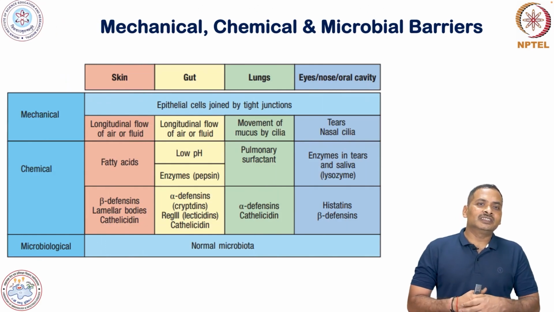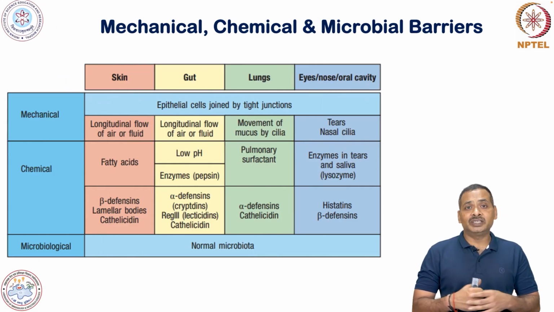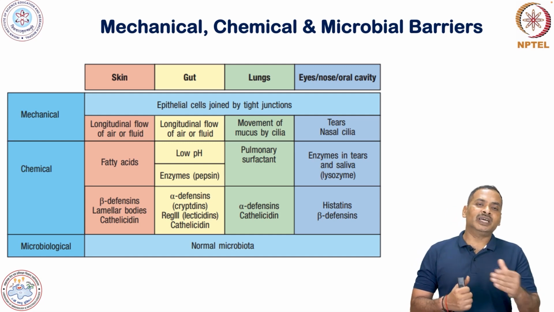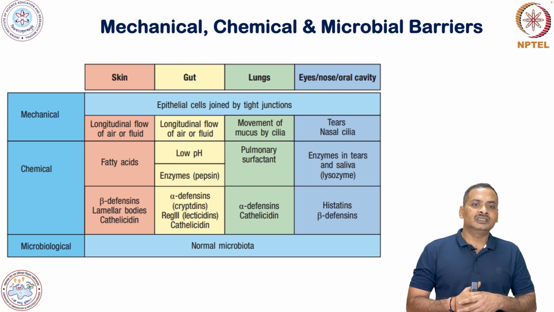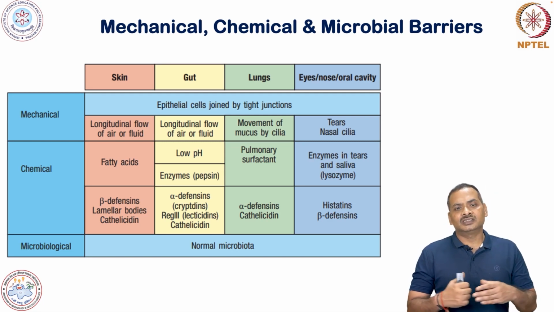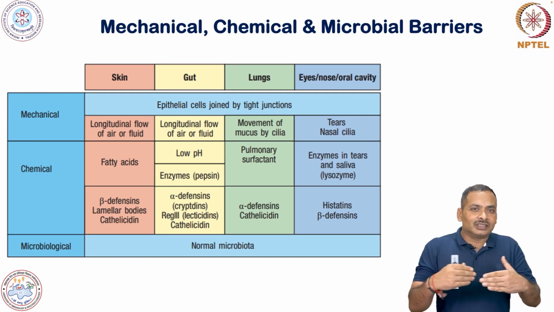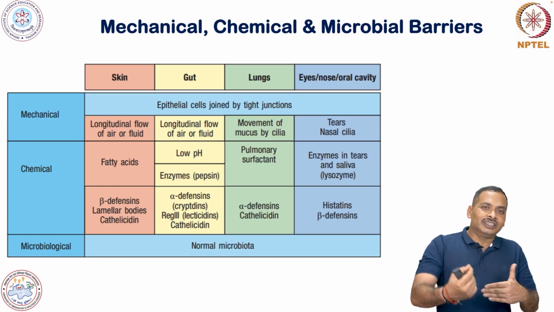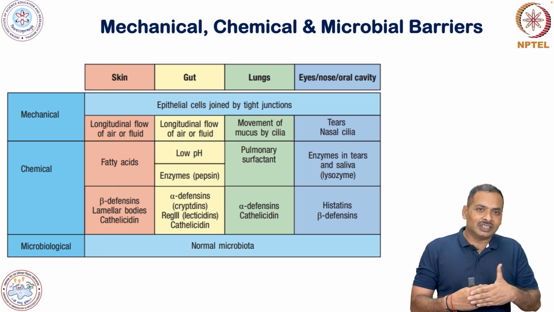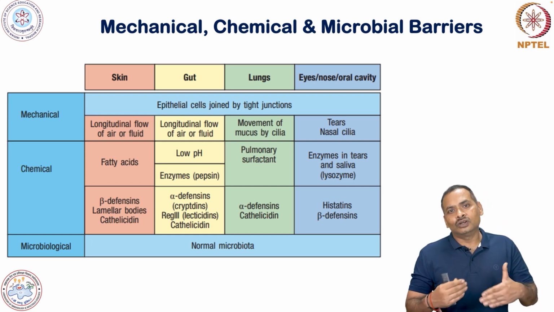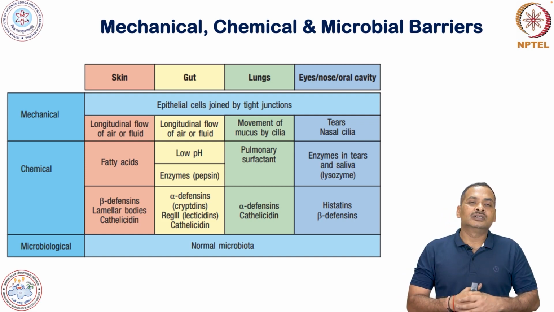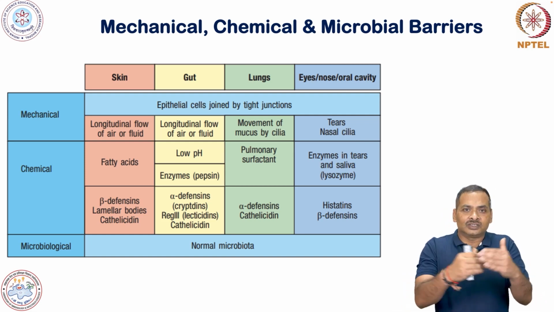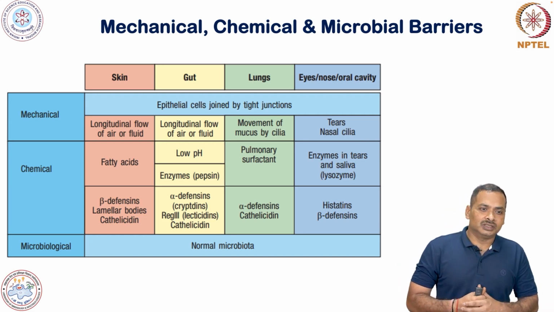Here you can see how this mechanical barrier plays a very important role in defense. The mechanical barrier in skin is constituted by epithelial cells joined by very tight junctions. They are very tightly packed, so microbes cannot enter, it's quite rigid. It's like the wall of a house is very strong, nothing can go through, even water cannot go if you make a proper wall. It's a wall or guard in our body.